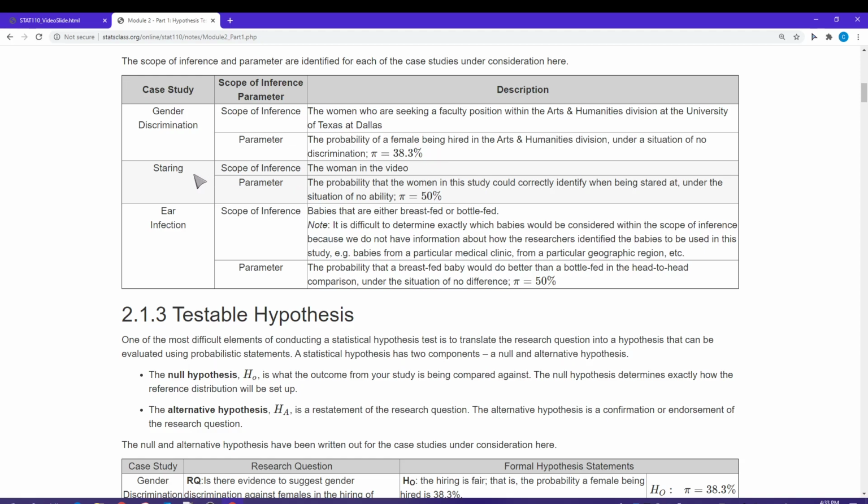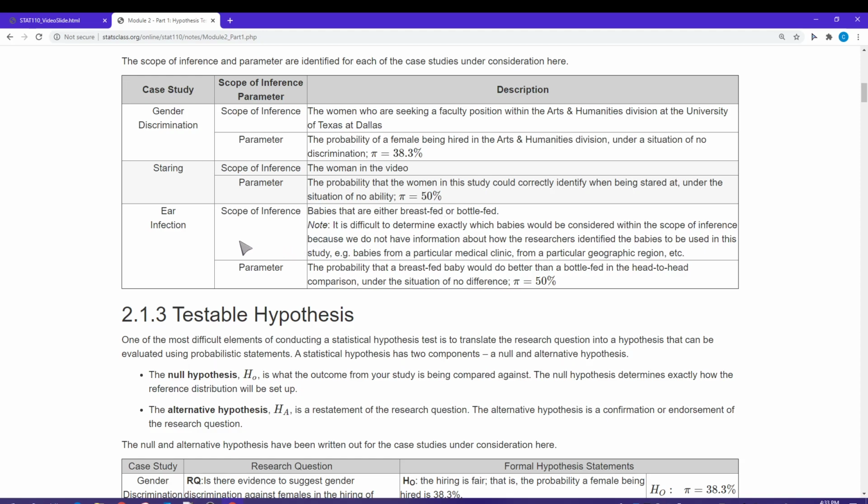So let's do another example, the staring example. The staring example just had one particular woman that was being asked to participate in that staring exercise, being able to identify whether or not the individual was staring at her or not. So the scope of inference there is just that one particular woman in the video. The parameter there is going to be the probability that this woman in the study could correctly identify being stared at under a situation of no ability. So the parameter value for that situation is going to be 50%.